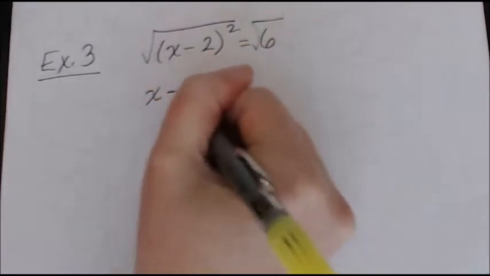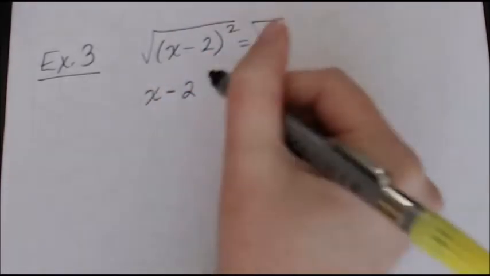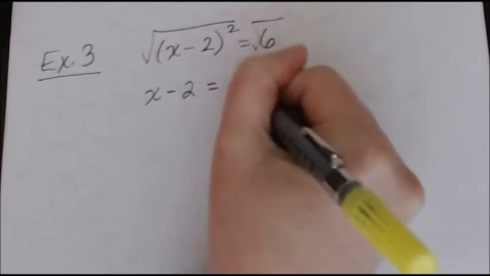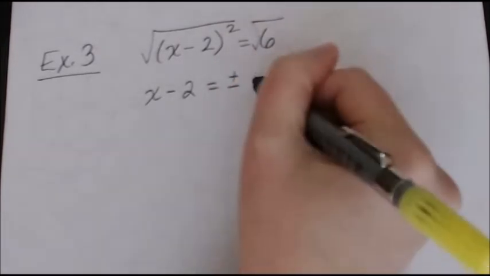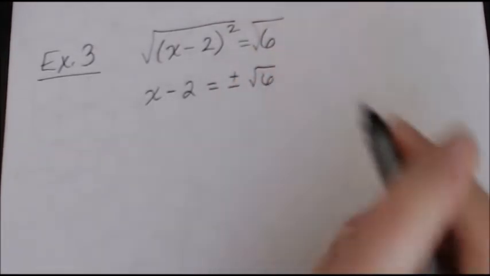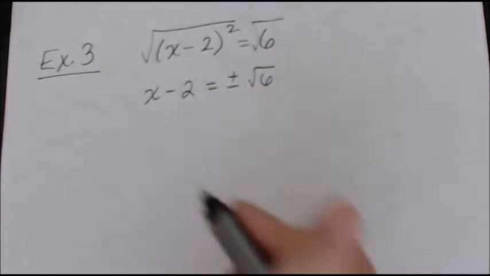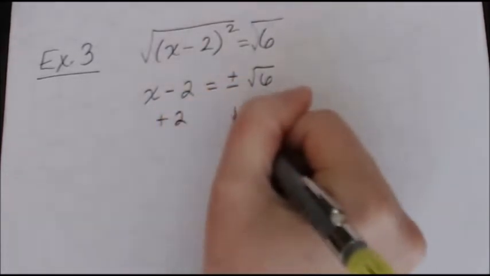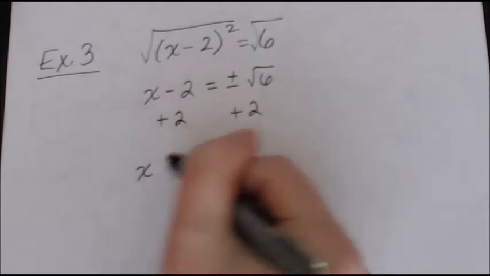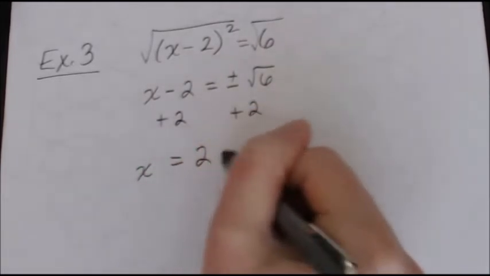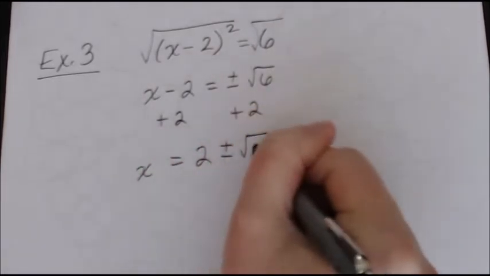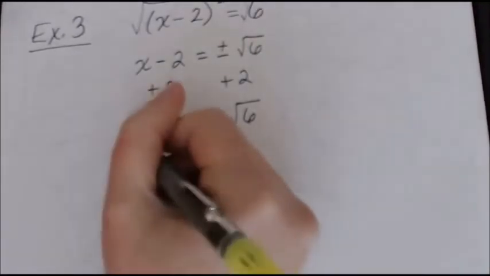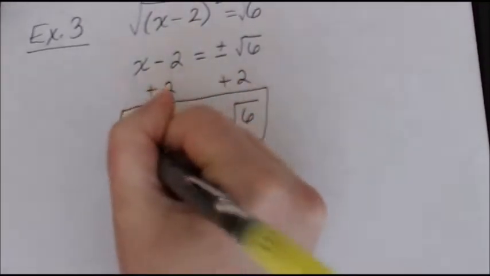So the left side, I have x minus 2. The right side, I've got to have plus minus because I inserted the square root, so plus minus the square root of 6. And then we need to solve for x, so I'm going to add 2 to both sides. So I get x equals positive 2 plus minus the square root of 6. And that's going to be my final answer.